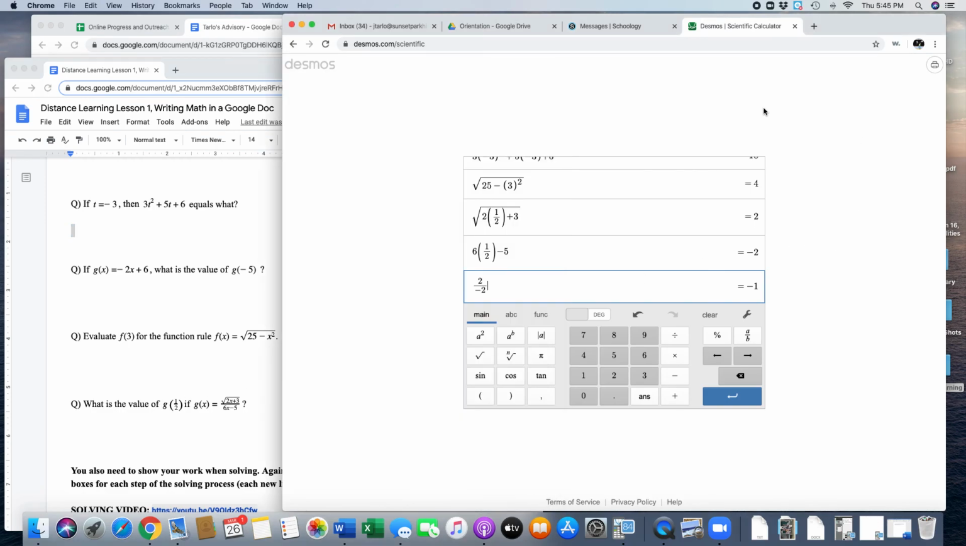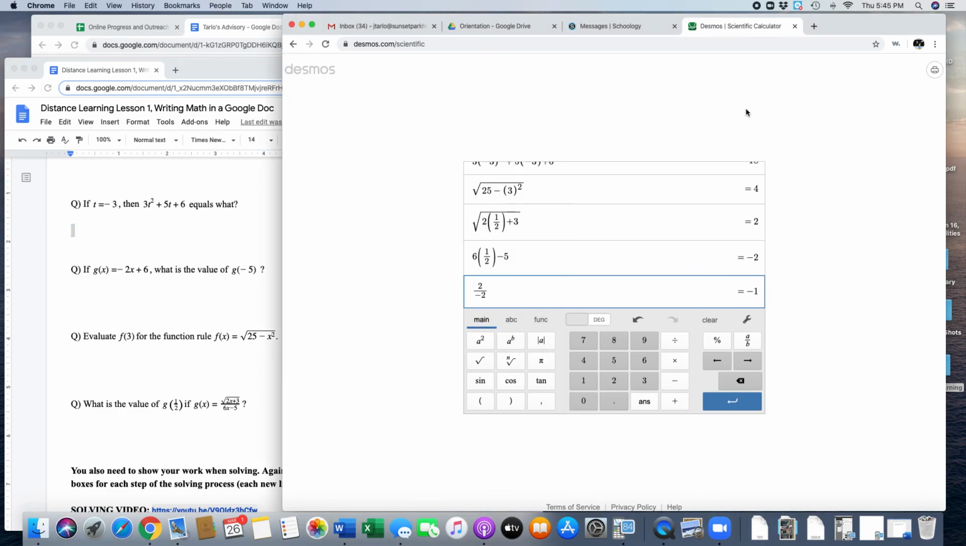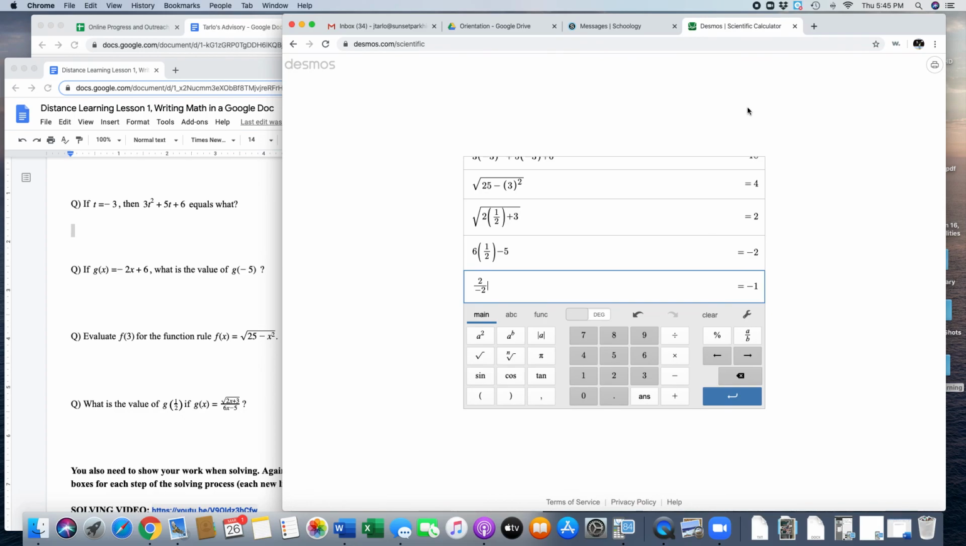So that's how you use Desmos as a regular calculator, in addition to as a graphing calculator. I hope this was helpful.